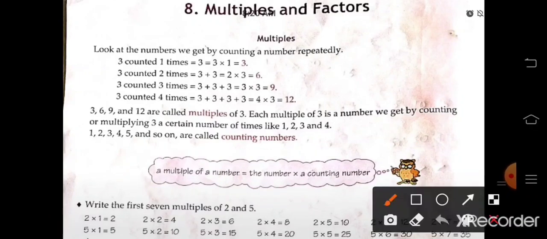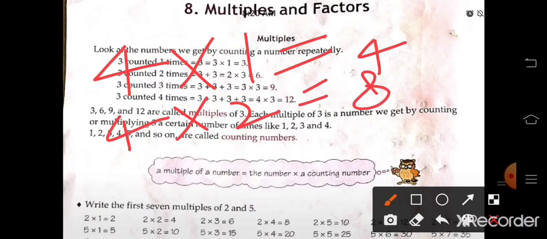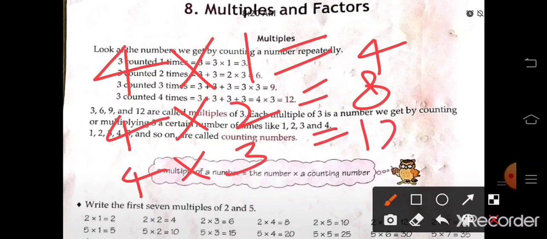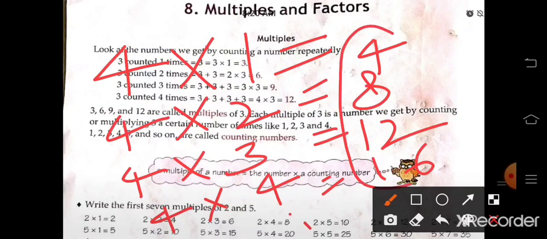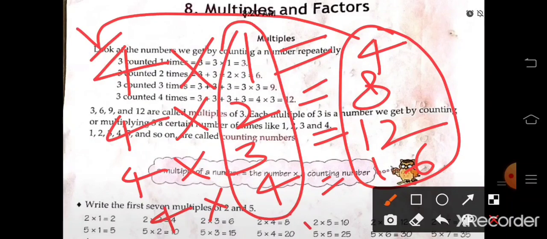For example, 4 multiply 1 equal to 4. 4 multiply 2 equal to 8. 4 multiply 3 equal to 12. 4 multiply 4 equal to 16 and so on. So these are called the multiples of 4. We multiply by counting numbers. So 4, 8, 12 and 16 are called the multiples of 4.